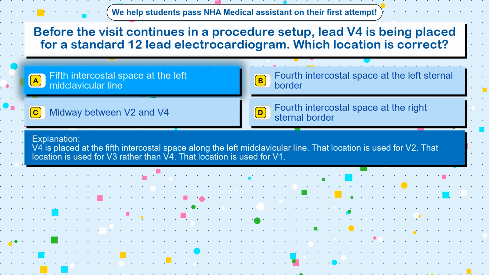V4 is placed at the 5th intercostal space along the left midclavicular line. That location is used for V2. That location is used for V3 rather than V4. That location is used for V1.